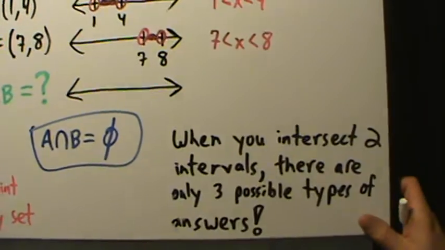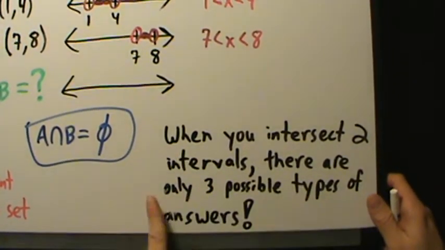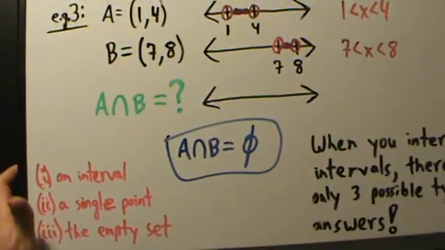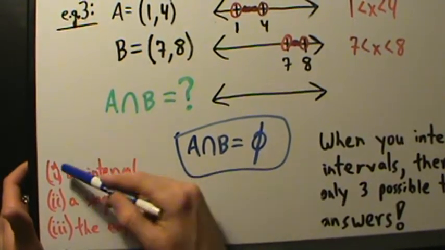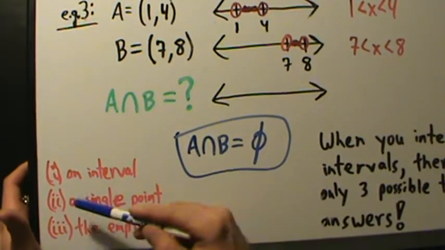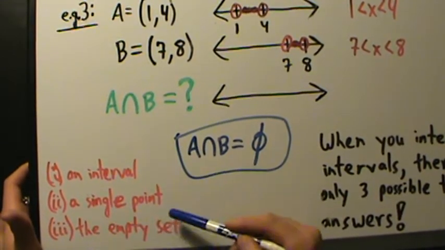And that lines up with what we talked about earlier. When you intersect two intervals, there are only 3 possible types of answers: an interval, a single point, or the empty set. So in example 1, we saw something like this. In example 2, we had something like this. Here's example 3, where our answer is the empty set.